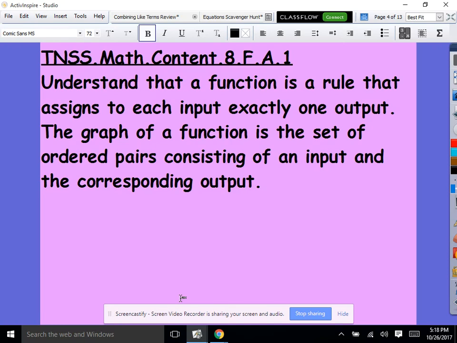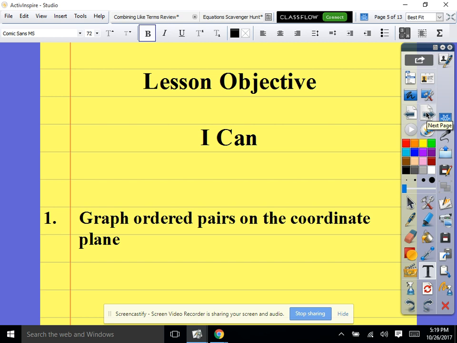Our Tennessee state standard is to understand that a function is a rule that assigns to each input exactly one output. The graph of a function is the set of ordered pairs consisting of an input and the corresponding output. Your lesson objective, which you need to write down, is to graph ordered pairs on the coordinate plane.